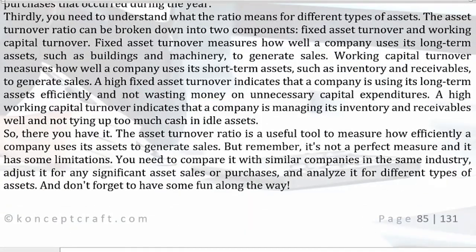Thirdly, you need to understand what the ratio means for different types of assets. The asset turnover ratio can be broken down into two components: fixed asset turnover and working capital turnover. Fixed asset turnover measures how well a company uses its long-term assets, such as buildings and machinery, to generate sales. Working capital turnover measures how well a company uses its short-term assets, such as inventory and receivables, to generate sales. A high fixed asset turnover indicates that a company is using its long-term assets efficiently and not wasting money on unnecessary capital expenditures. A high working capital turnover indicates that a company is managing its inventory and receivables well and not tying up too much cash in idle assets.